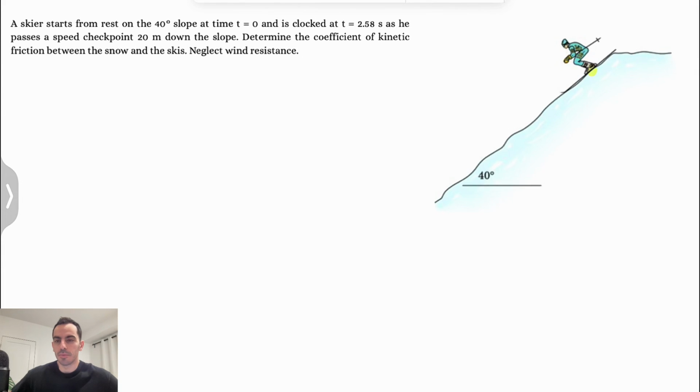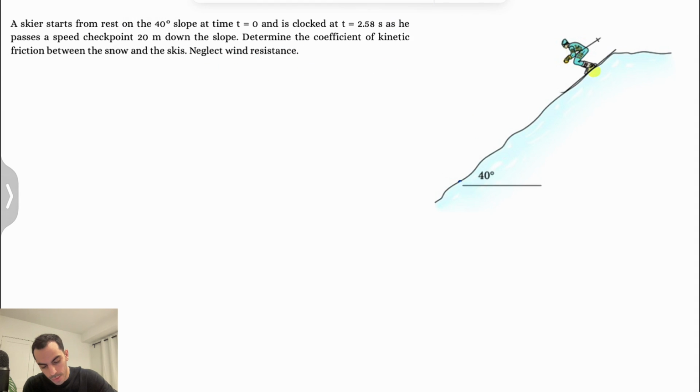Okay, guys, welcome back. We're going to be solving another question from the second chapter of engineering mechanics dynamics, and we have a skier that starts from rest on the 40 degree slope at time t equals 0, and is clocked at t = 2.58 seconds as he passes a speed checkpoint 20 meters away from the starting point.